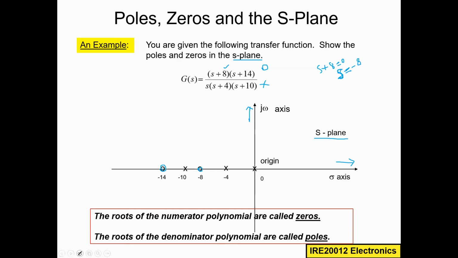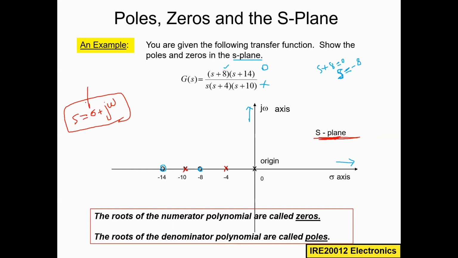So let me change color. A pole I represent by X, so minus 4 and then minus 10. This is a very simple representation of poles and zeros in the S plane. S plane means we have the real part and the imaginary part. So S is equal to sigma plus j omega. This is the S plane representation. Remember, this is called the S plane.